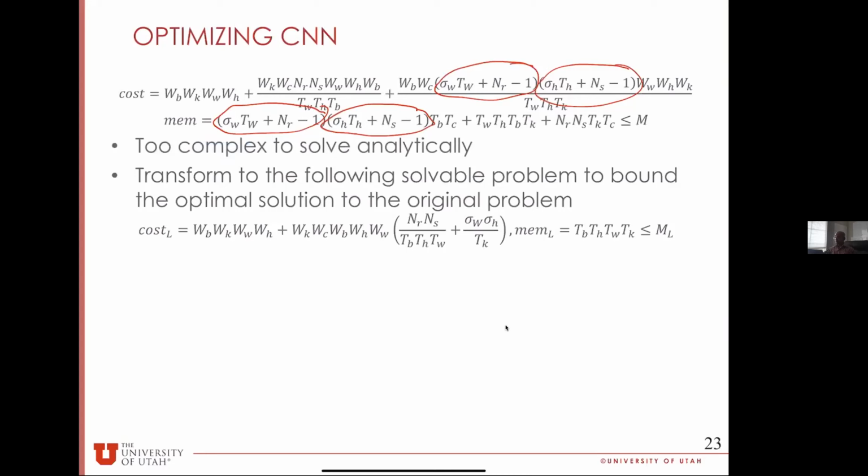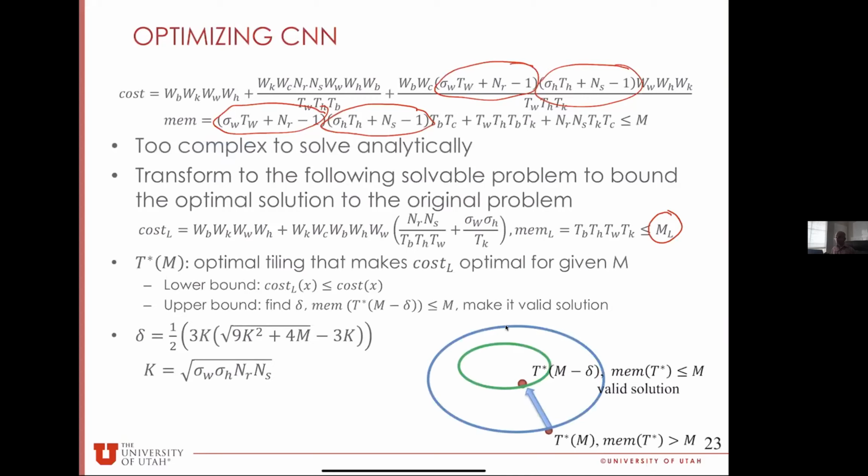And so essentially, we are solving a modified problem where we use a modified memory parameter, and so we can find the optimal solution to the transformed problem. However, that solution, because it's a relaxed version of the actual problem that we want to optimize, is not going to be a valid solution to the actual cost expressions for CNN. However, importantly, there are two properties here. One is that it serves as a lower bound to the best possible achievable cost function for the actual function.